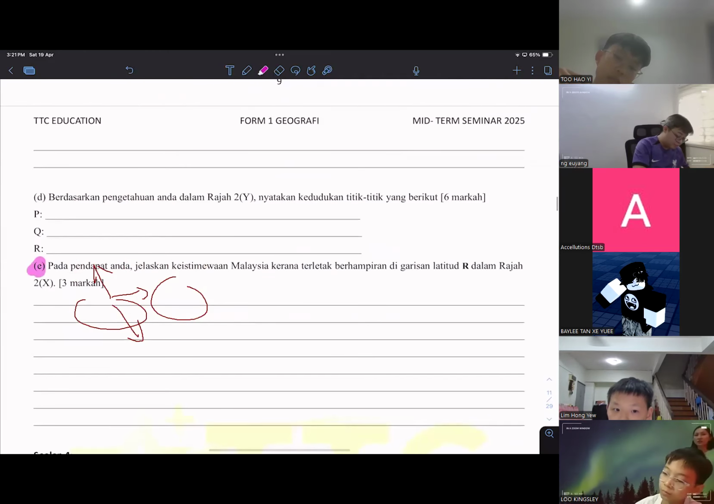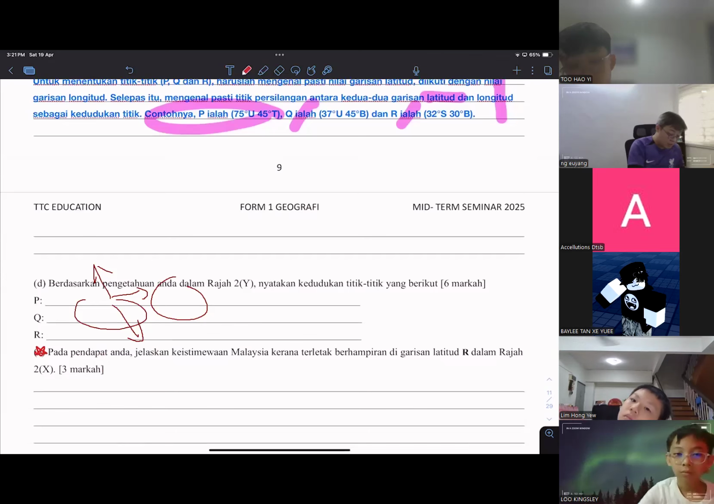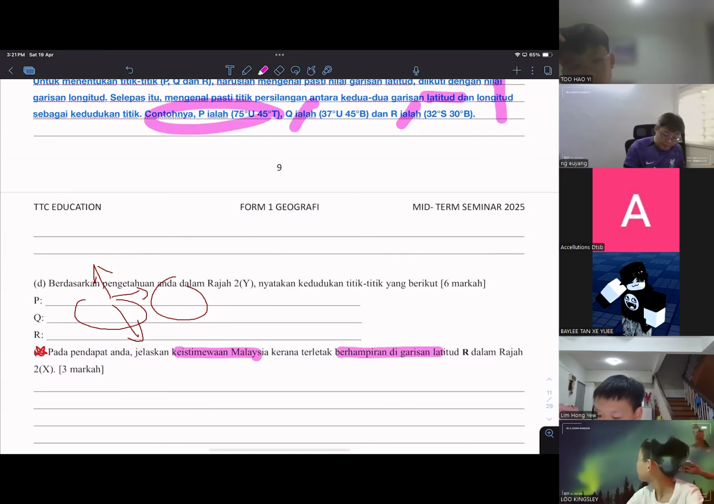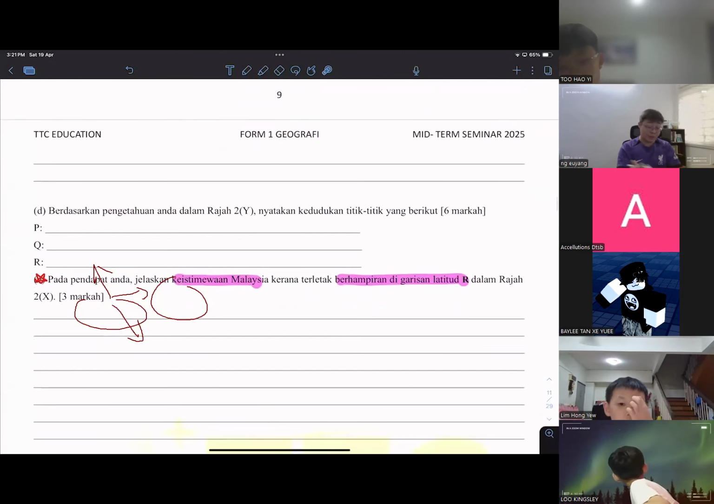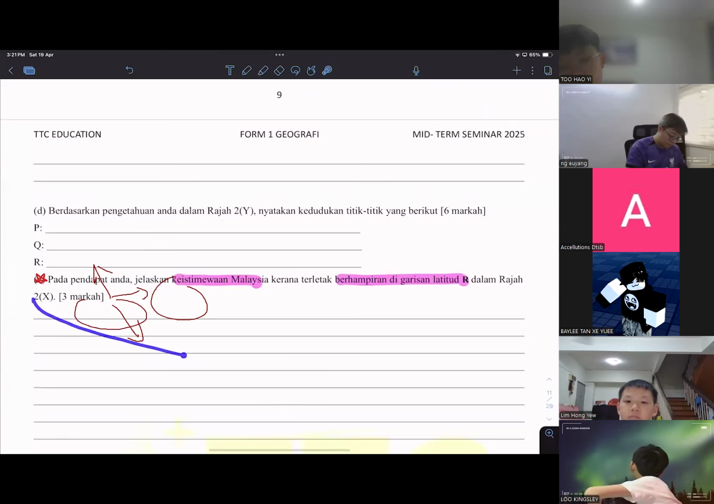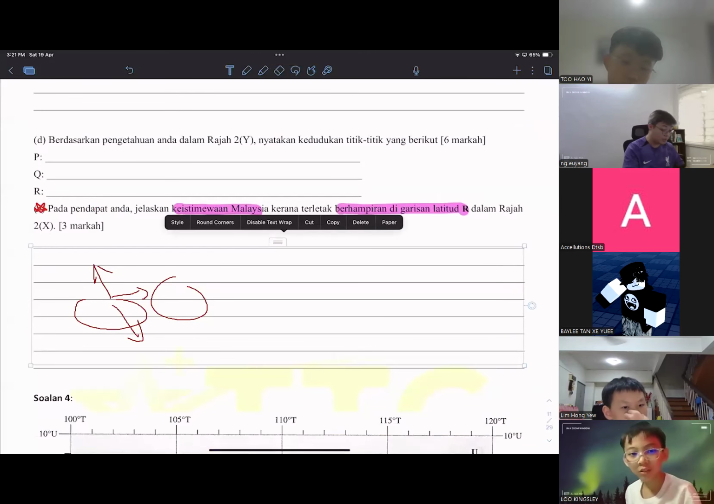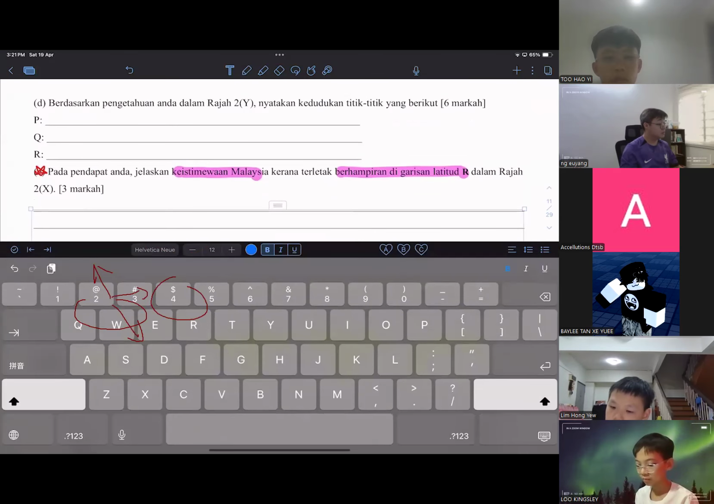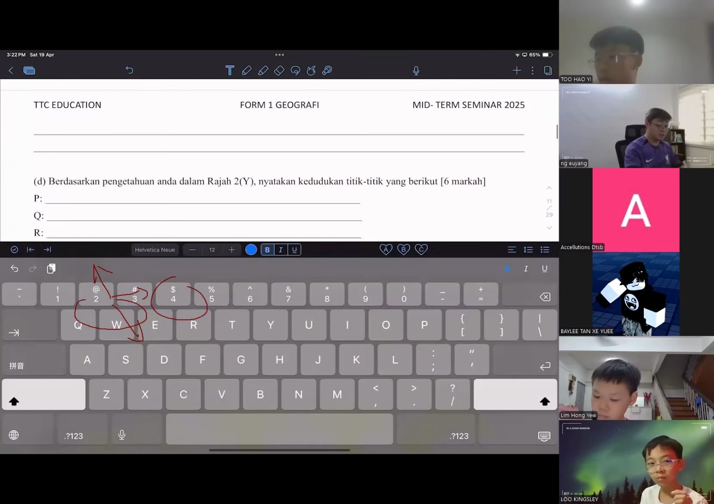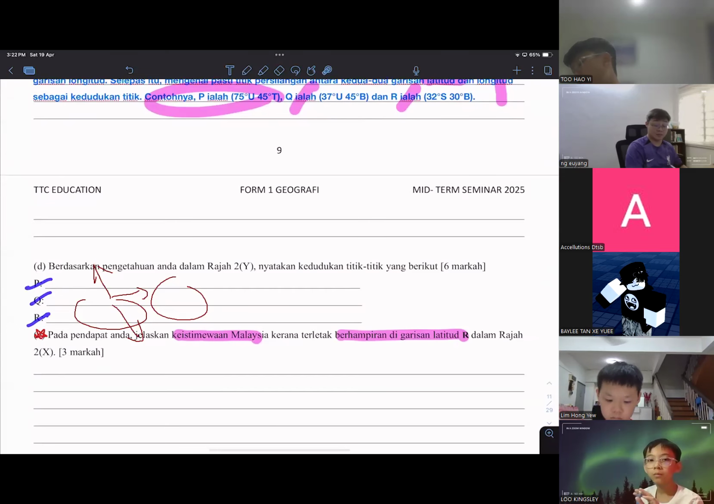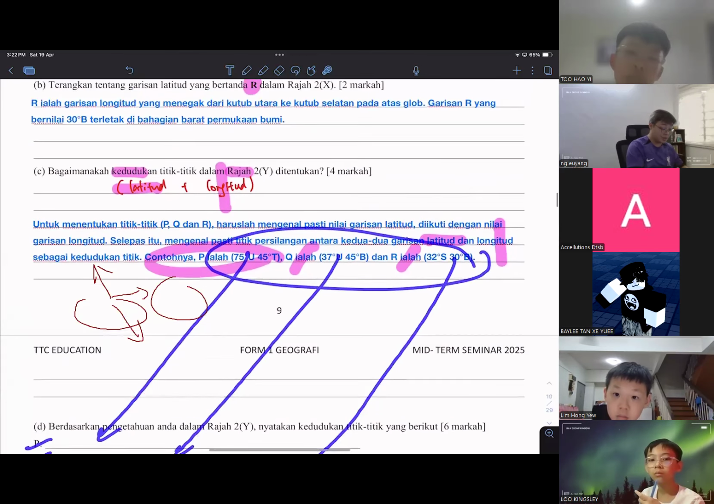Okay, so E. Guys, whenever I put a star, this is referring to the question. So what is the keistimewaan Malaysia? Berhampiran dengan latitude R. So latitude R, which is Khatulistiwa. This is going to link to your form 2. I already mentioned, right? Anyone know? Malaysia is nearer to the equator line. PQR, right? Do you copy the answer for C?